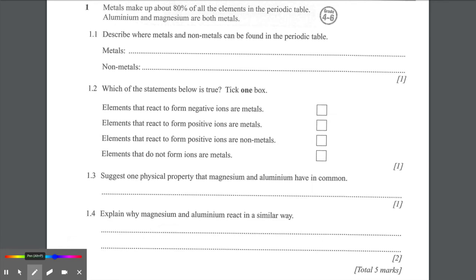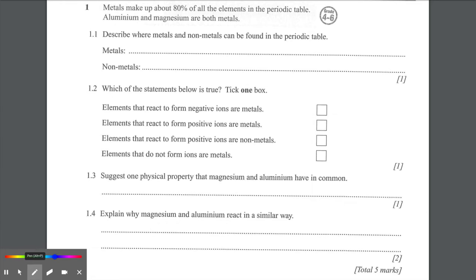Okay, so I'm going to look at some metals and non-metals questions. This is question number one. Metals make up about 80% of the periodic table, aluminium and magnesium, so in both examples of metals. So it's describing where the metals and non-metals are found.